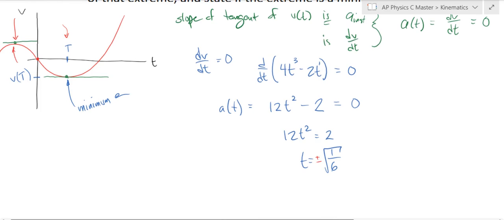Now, the problem is going to assume that there isn't a time before 0. So our most appropriate answer here is the time, and forgive my use of radicals. That's the time.